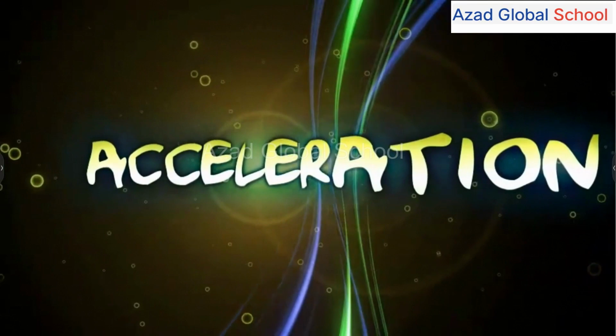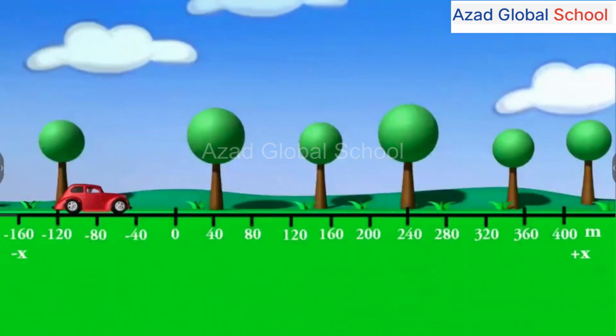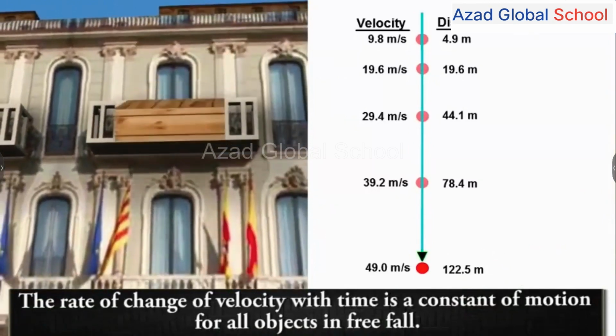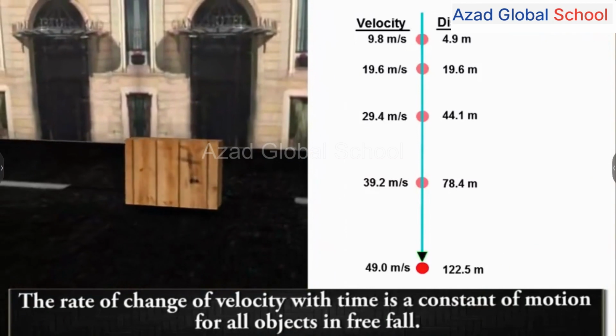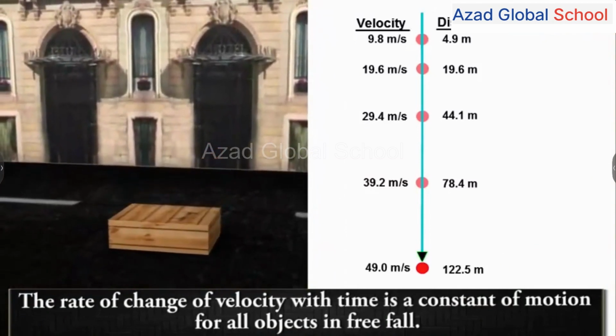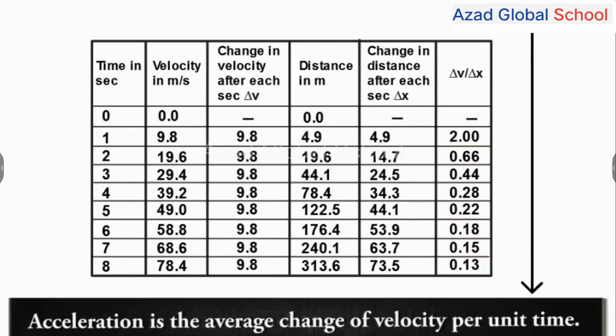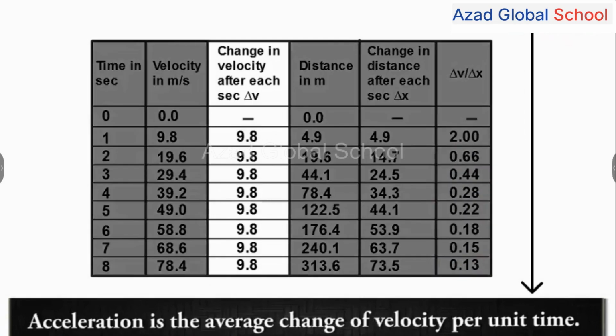Acceleration. The velocity of an object, in general, changes during its course of motion. The rate of change of velocity with time is a constant of motion for all the objects in free fall. We find that the change in velocity with distance is not constant. It decreases with the increasing distance of fall. This leads us to the concept of acceleration as the rate of change of velocity with time.